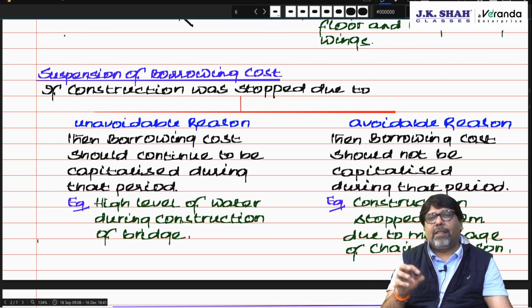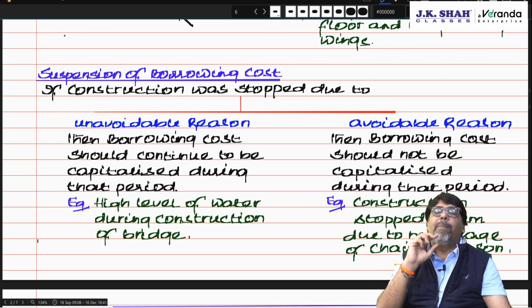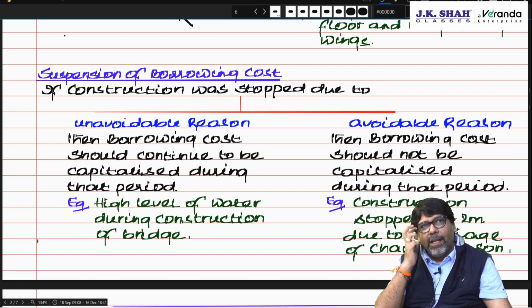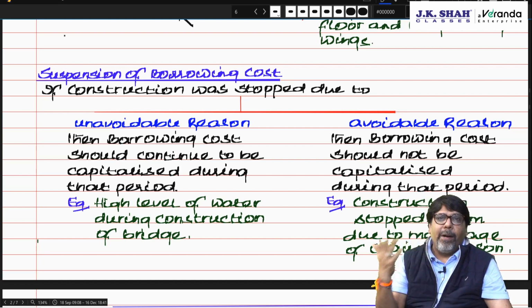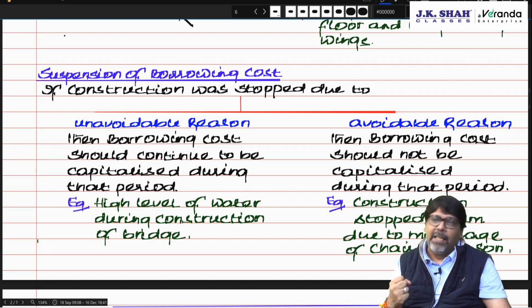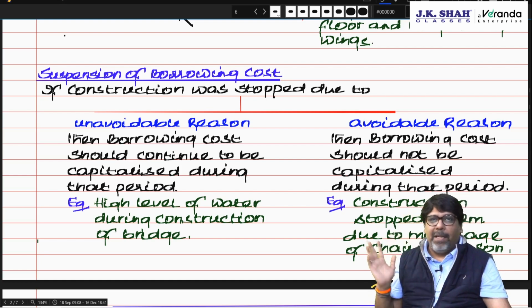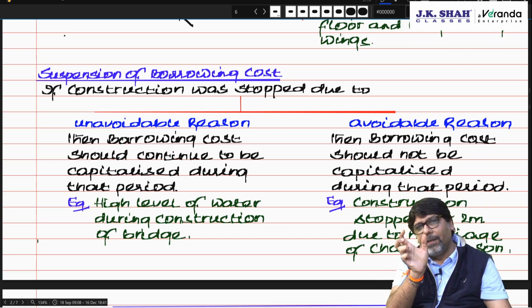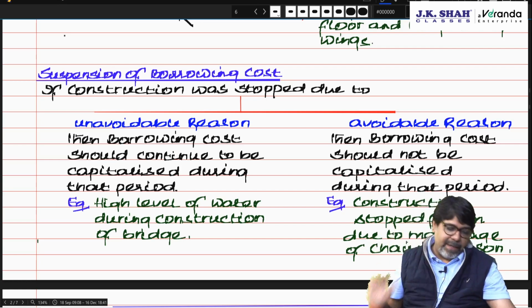When your construction was stopped during that period, should borrowing cost be capitalized? It should be capitalized only if the construction was stopped due to unavoidable reasons. Unavoidable reasons means those reasons which are not within the control of the entity. Then you can continue capitalizing. But if it was avoidable negligence, then you should stop capitalization during those suspension periods. Am I clear?